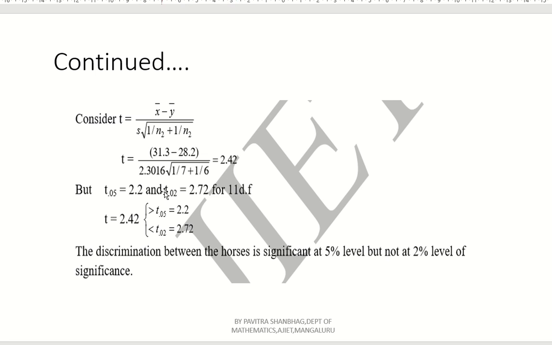But actually what they have given is t 0.05 is 2.2 and t 0.02 is 2.76. So we have to check whether it exceeds the limit for both or does not exceed the limit. For 5% level of significance, the actual maximum limit is 2.2, but here we are getting 2.42. That means obviously it exceeds the limit. But in the case of 2% level of significance, the limit is 2.76, and here 2.42 is obviously less. So the discrimination between the horses is significant at 5% level, but not at 2% level of significance, right?